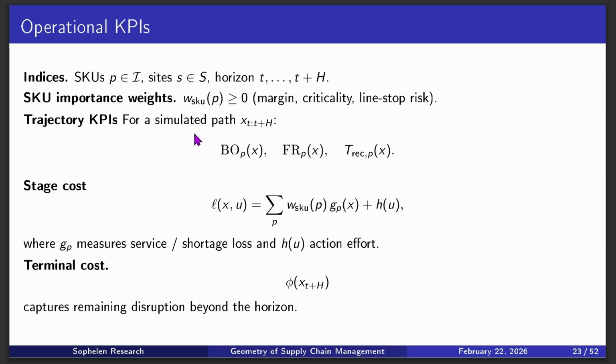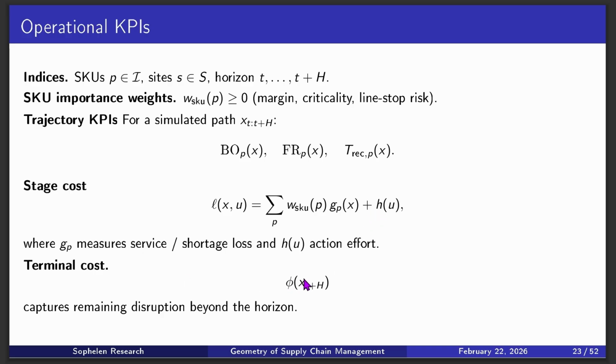There are various KPIs and metrics that we need to keep track of. For example, there's the fill rate, the back order, the time until recovery. All that somehow combines into the cost. So you would add up the total cost over all the SKUs. This would be all the measured service and shortage loss, and this is the cost of performance and action. Maybe it requires $1 million to buy some new product, or $1 million to allocate something, or some kind of action.